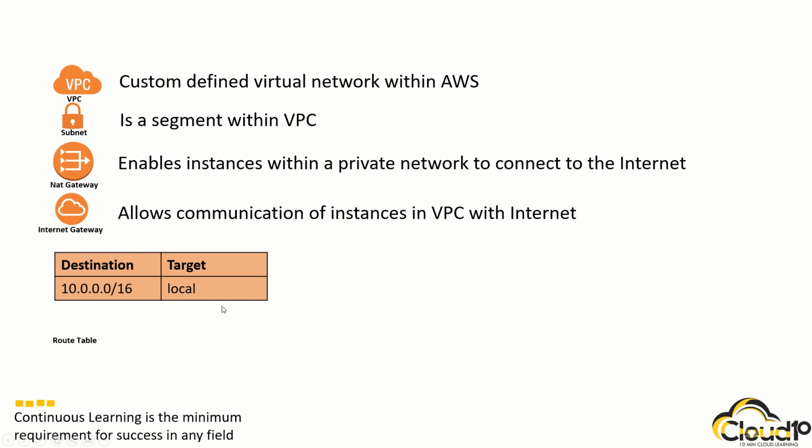Now coming to the route table, it is a logical construct within VPC that contains a set of rules called routes that are applied to the subnet and used to determine where network traffic is directed. We have two types of route tables. We have private and public route table. Private route table restricts any kind of traffic to the internet, whereas public route table does not restrict traffic to internet, right?